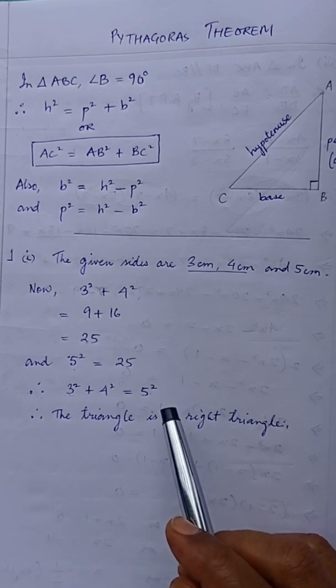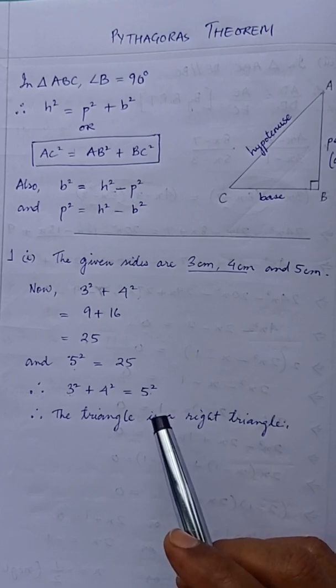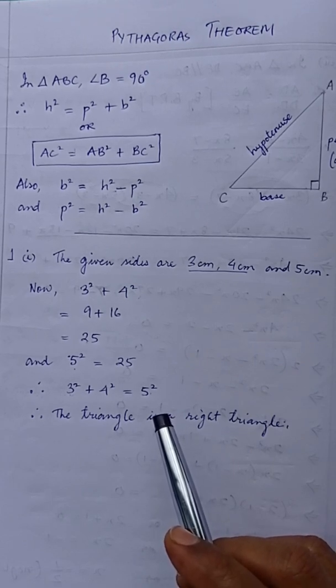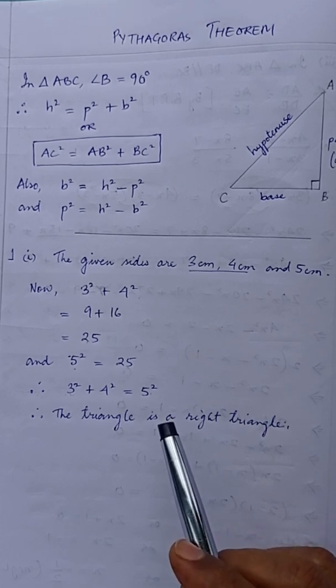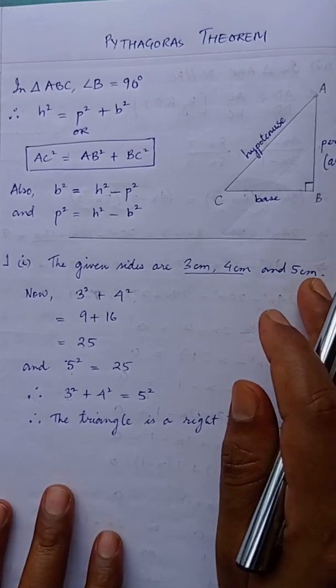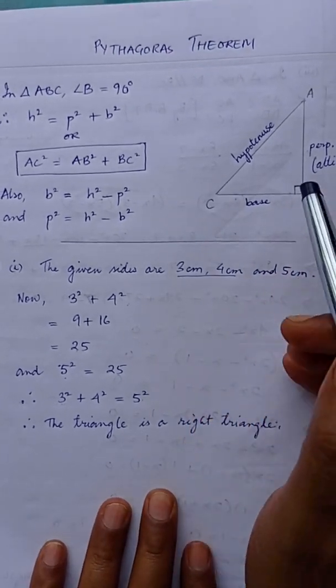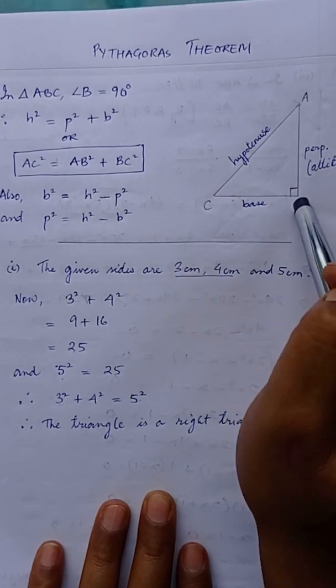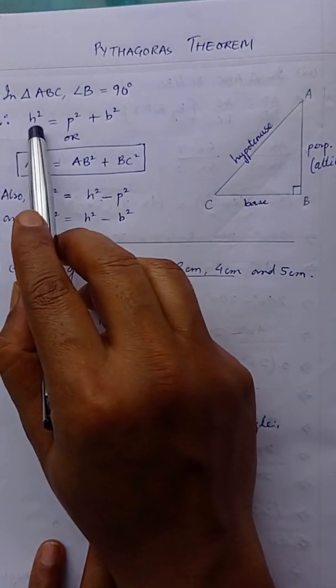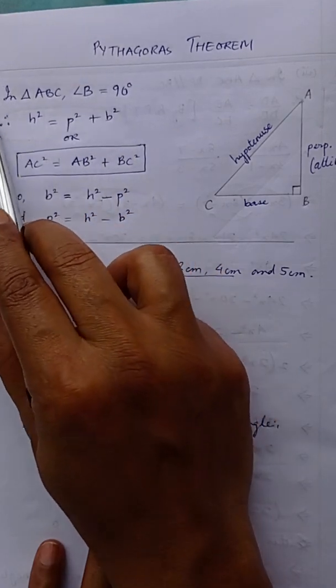The statement of the Pythagoras theorem says that in a right angle triangle, the square of the hypotenuse is equal to the sum of the squares of the other two sides. So as you can see in the figure here, I have a triangle ABC in which angle B is equal to 90 degrees. So this is how we were taught in our previous classes.